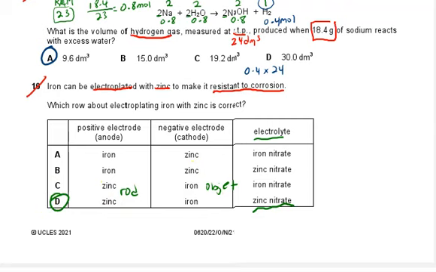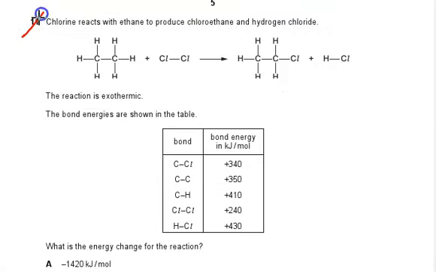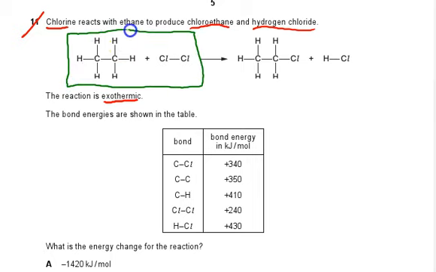Now we move on with number 11. Chlorine reacts with ethane to produce chloroethane and hydrogen chloride. The reaction is exothermic. For now, the reactants will absorb energy to break the bonds.